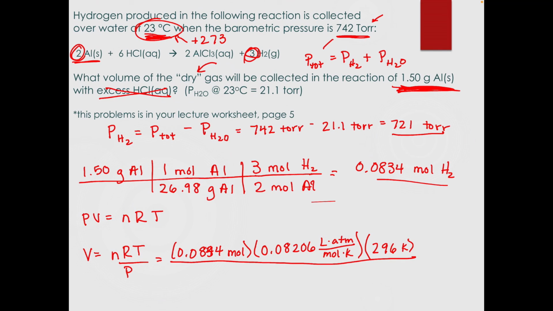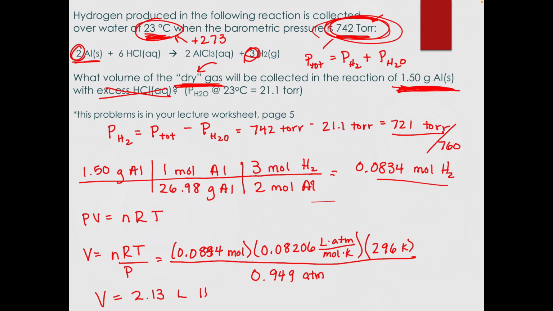And we have our pressure, and again, make sure to be very careful here. It would have been so easy to use this 742 torr accidentally. The key was that it asked what volume of dry gas, which is telling you the 742 torr includes the water vapor, which means that we subtract that out in order to get our pressure just due to hydrogen. We subtracted it out and got 721 torr. We'll divide that by 760 to turn it into atmospheres, which gives us 0.949 atm. So now if we calculate our volume, we will get 2.13 liters of hydrogen gas.